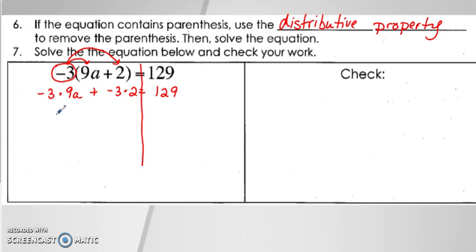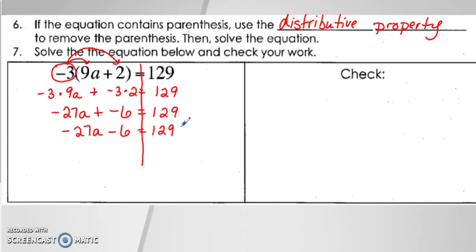Negative 3 times 9a is a negative 27a. A negative 3 times 2 is a negative 6. Now, when solving equations, it's not helpful to have two signs in a row. We want to get rid of this plus sign and just write this as negative 27a minus 6. The reason we can just get rid of the plus sign is we are reverting back to keep, change, change, but we're doing it backwards. So I'm going to change the plus sign to a minus sign, negative 6 to positive 6.